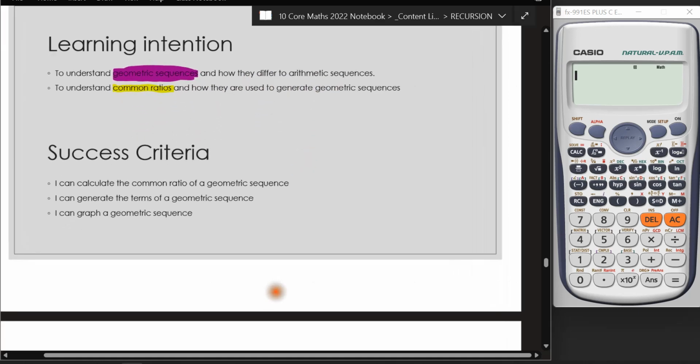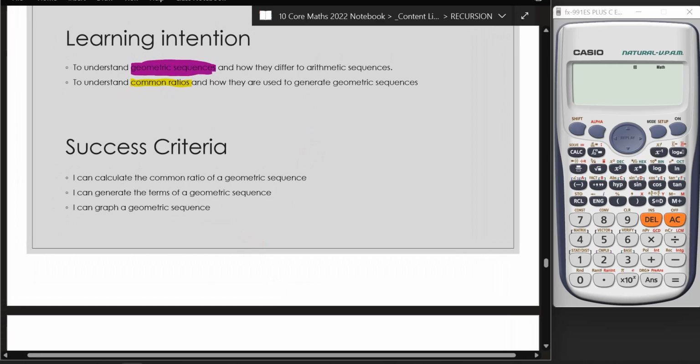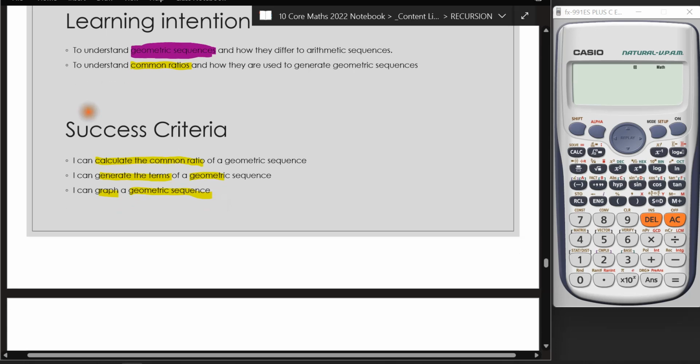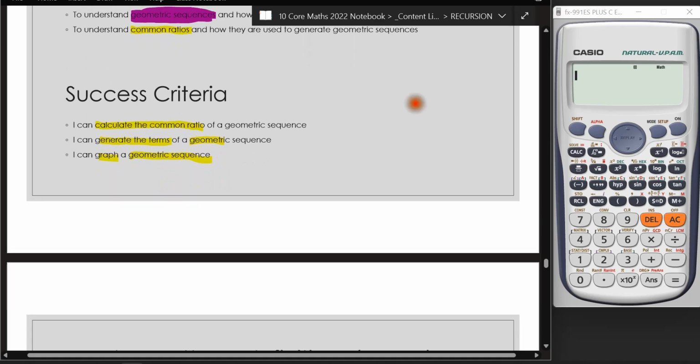And in terms of our success criteria for today, I'm hoping that by the end of the lesson you're able to calculate a common ratio of the geometric sequence, generate the terms of a geometric sequence, and graph a geometric sequence. Those are three things that we need to be able to do by the end of today. Calculate the common ratio, generate a sequence, and graph a geometric sequence.